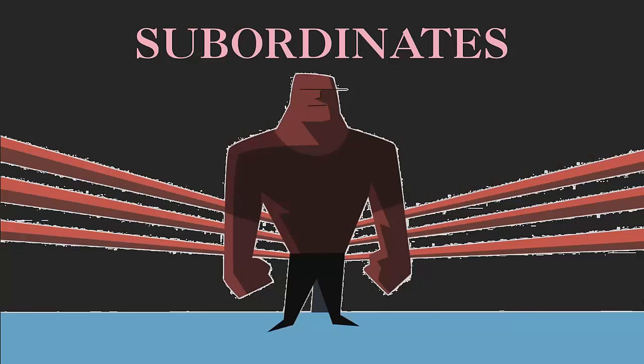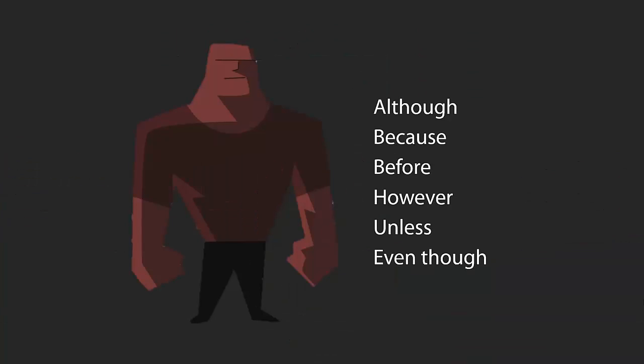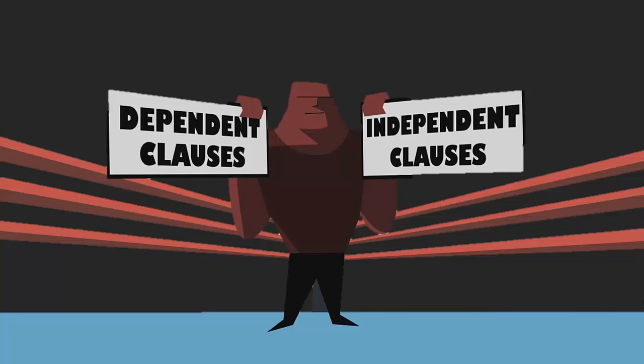Okay, next. So you're the mighty subordinates. Or it's like a WWE champion. So let's take a look. There are examples of subordinates: although, because, before, however, unless, even though, which you have seen in the video. So they are supposed to join dependent clauses and independent clauses. Okay, they join these 2 together.